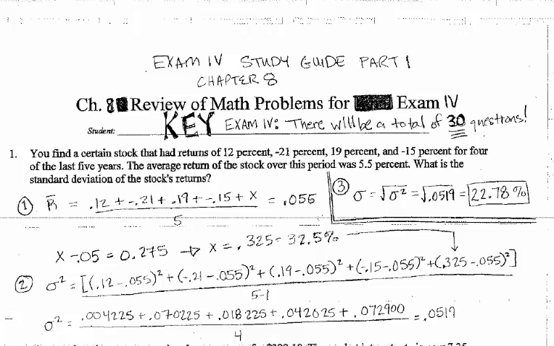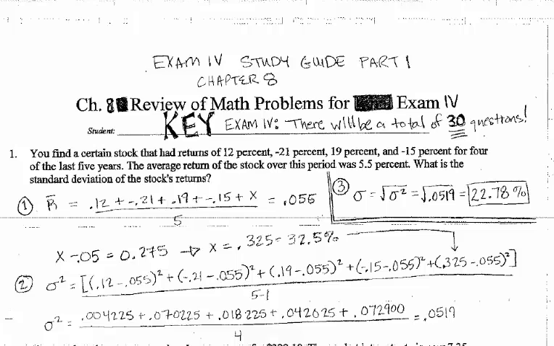How do we calculate an average? Well, the most basic way that we're going to calculate an average is to take all 5 of those returns, add them up, and divide by 5, right? Now we know that equals 5.5%. So we can set up an equation like I've done in step 1 where you put all of the returns, including x, in the numerator, divided by 5, set it equal to 0.055, and then you solve.